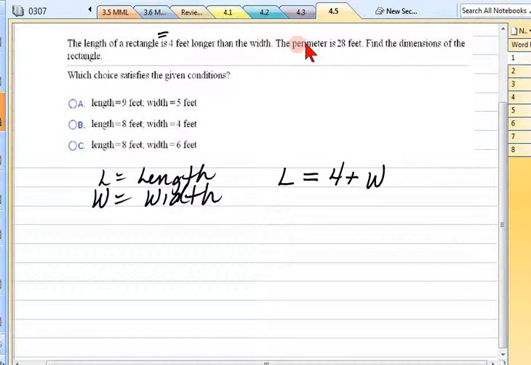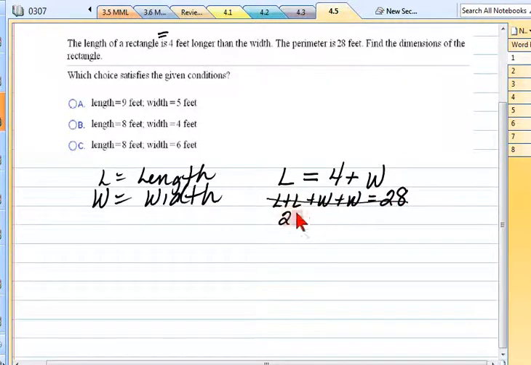All right. The other statement, I'm ready for a new equation. It says the perimeter is 28 feet. Perimeter. How do you find perimeter? You add all the sides, right? Do you agree that it could be L plus W is 28? And many of you already know that, I really don't have to write it like that. Isn't it 2L plus 2W is 28?